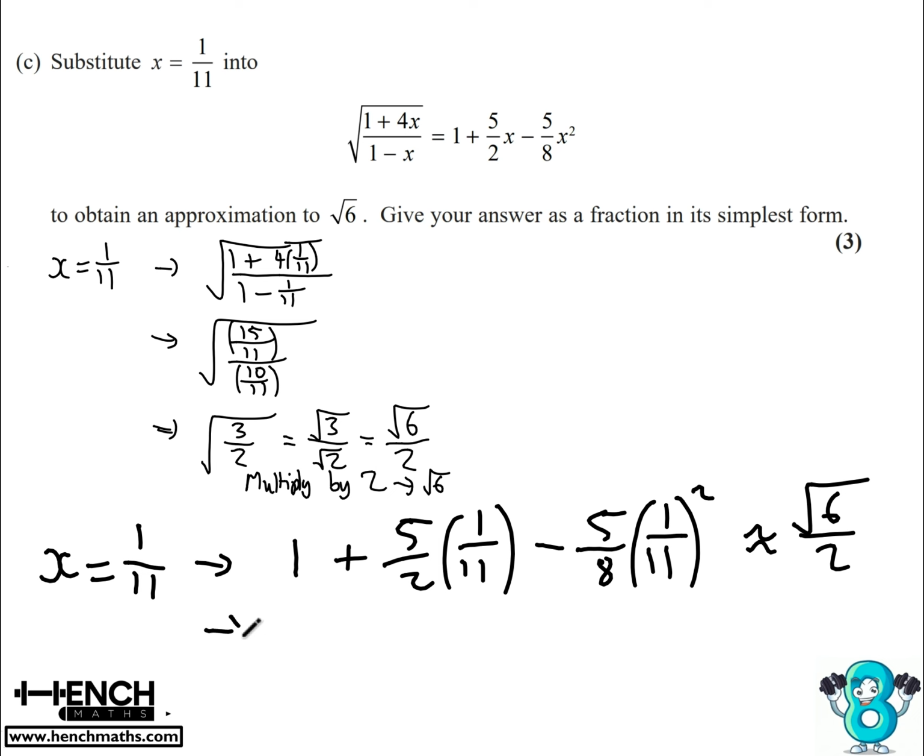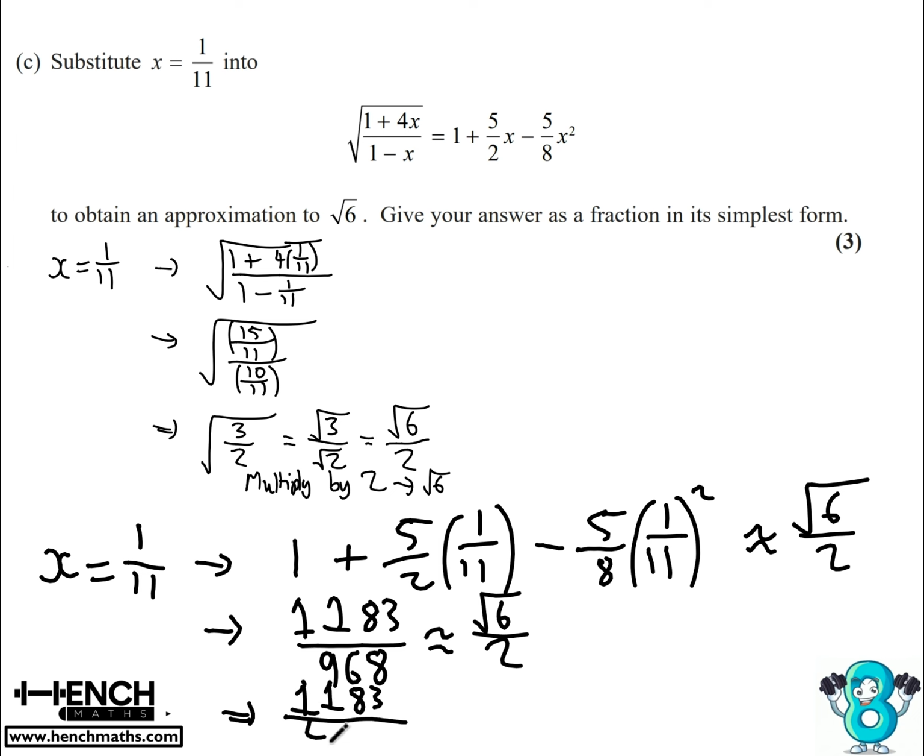So if we sub this into our calculator, as a fraction we get 1183 divided by 968, and that is approximately equal to root 6 over 2. And so if we times it all by 2, we get 1183 divided by 484. Just double check that: multiply that by 2, you get 968, yes. And so that's approximately equal to root 6. As a fraction in its simplest form, root 6 is approximately equal to 1183 divided by 484.